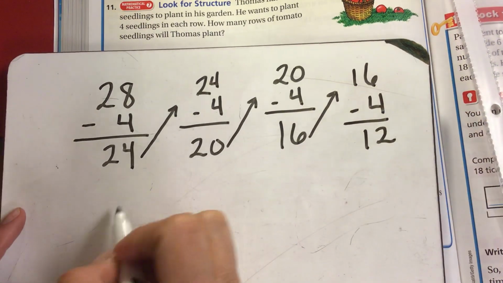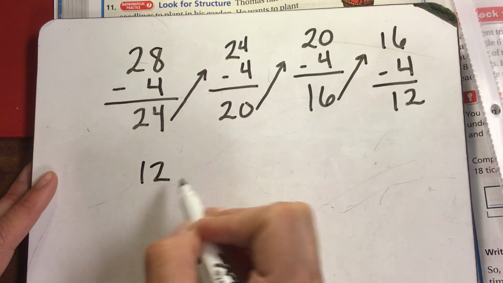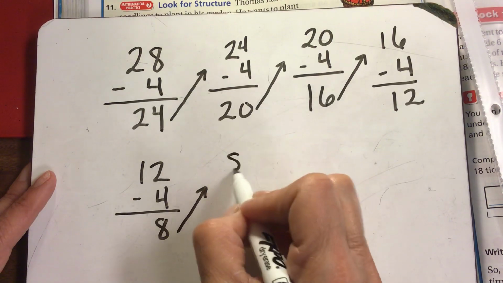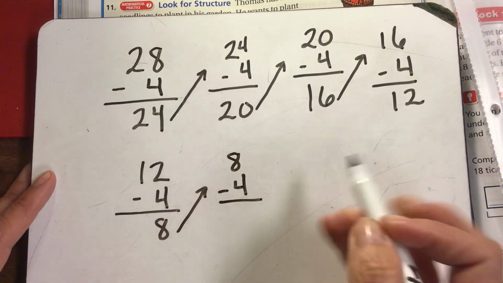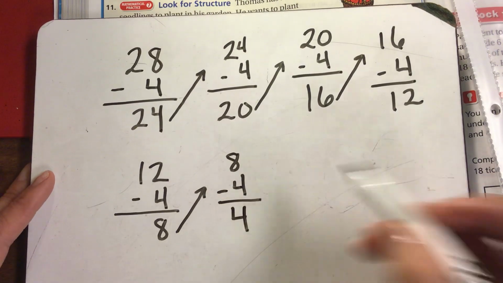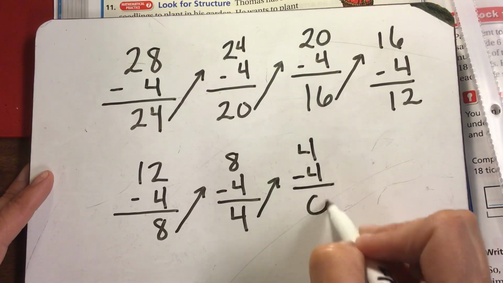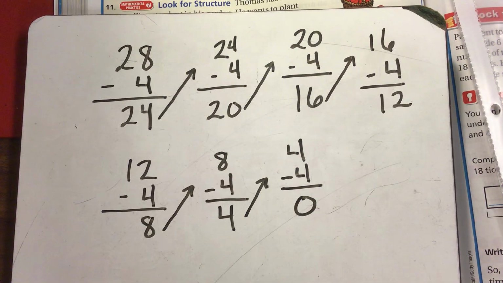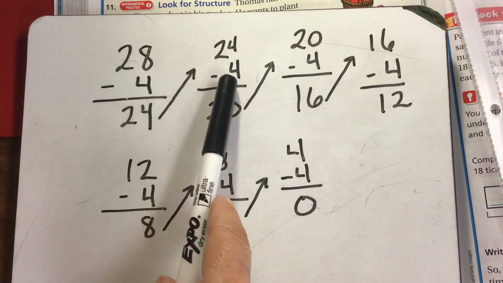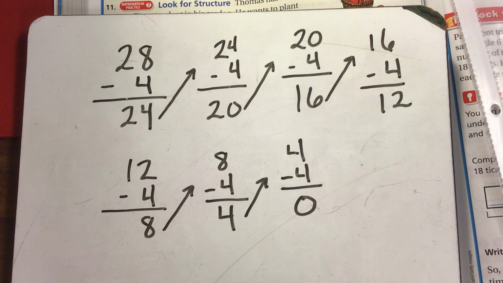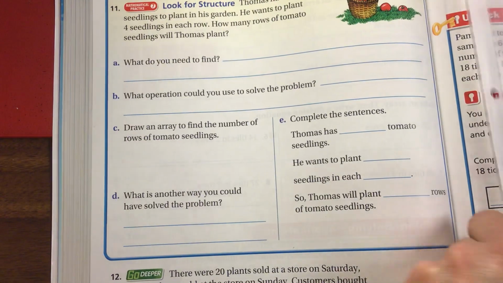I ran out of room, so I'm going to come down here. 4 minus 4, and now I can stop because I've got to 0. To get your answer, if you use repeated subtraction, you're going to go back and count how many times you subtracted 4. 1, 2, 3, 4, 5, 6, 7. So your answer would be 7. That's just a side note for repeated subtraction.